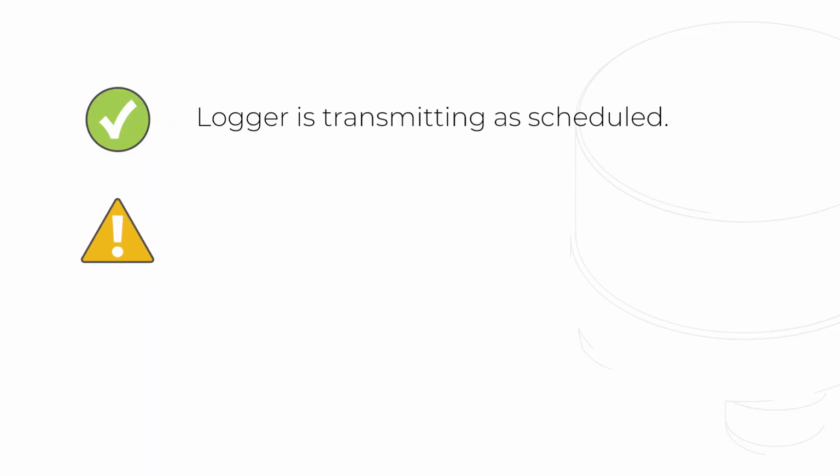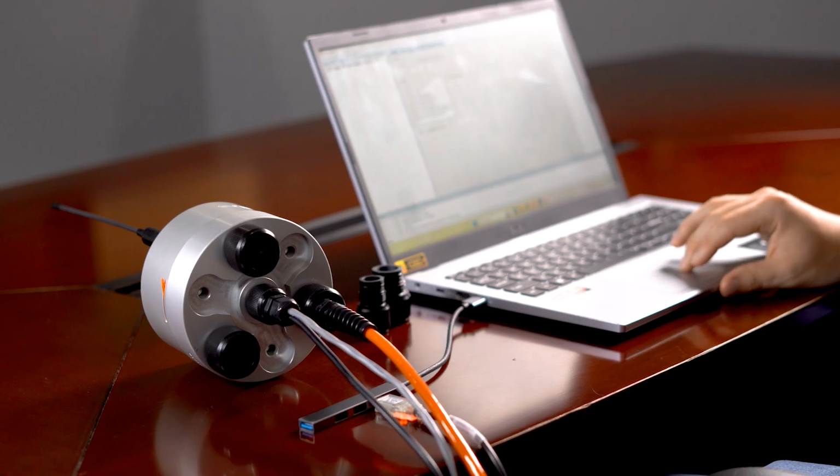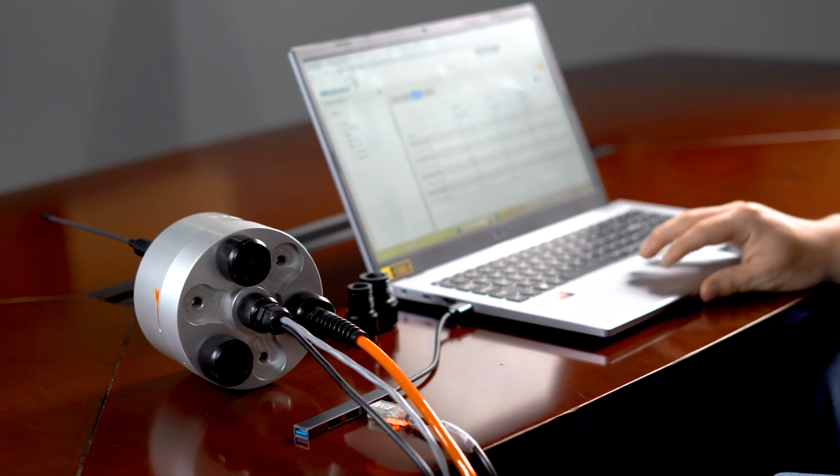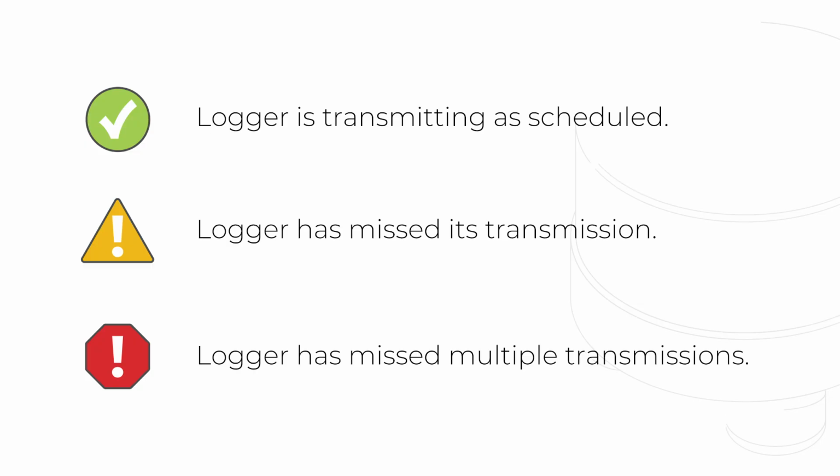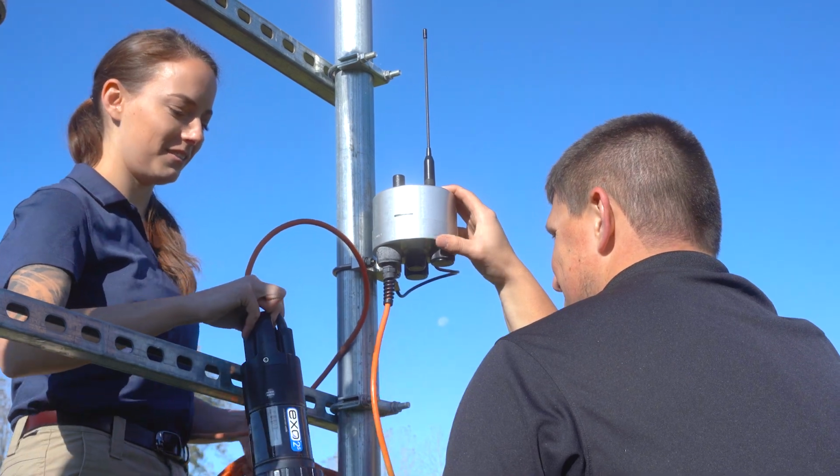The yellow warning icon indicates a missed transmission. Check again after the next scheduled transmission. The red error icon indicates that multiple transmissions were lost and additional troubleshooting is required.